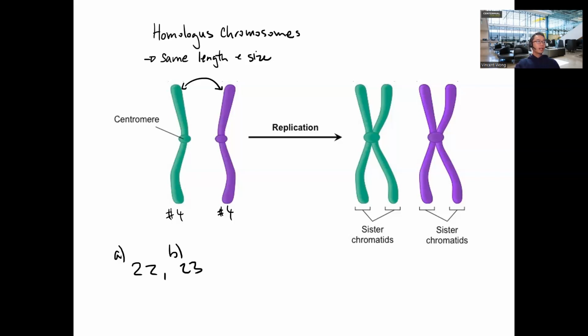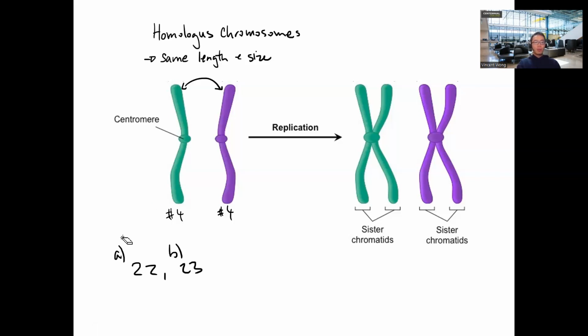Anyone else? Just going to wait a few more seconds. All right, most of you chose B. That's correct. Female has 23 pairs. But in males, we only have 22 pairs of homologous chromosomes, because the sex chromosomes are X and Y. X and Y are not homologous. They're not the same size or length. So there you go.